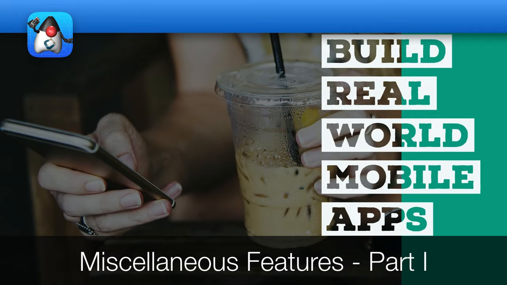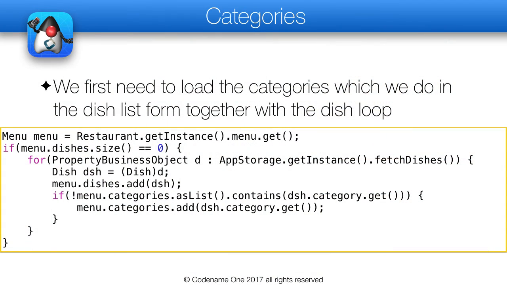In this section, we'll cover a lot of minor features, mostly related to user interface, that are part of the missing pieces on the road to complete the app. Let's start with the categories that we can see at the top of the restaurant application.